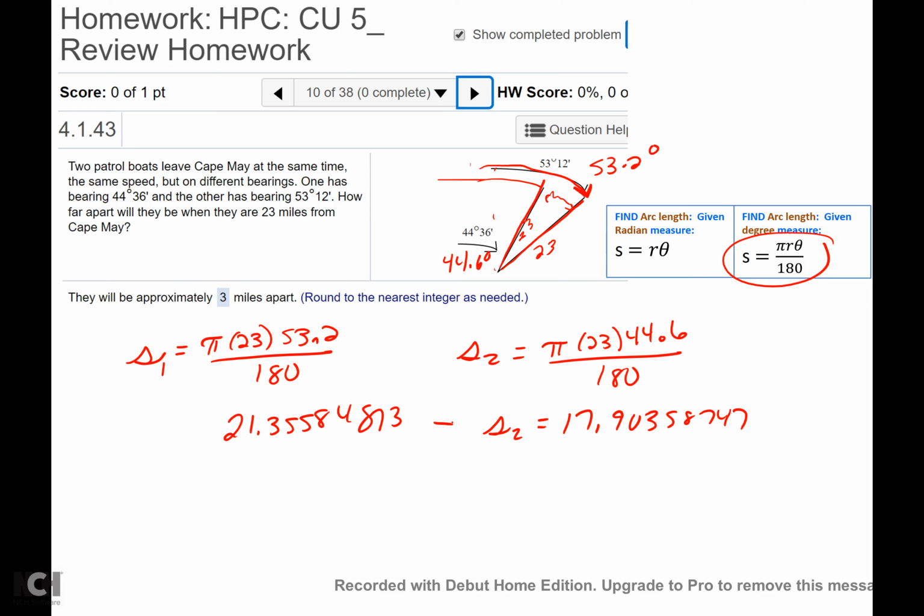And so if I subtract these two, 21.35584873 minus 17.90358747, I'm scared to round, I get approximately 3.45226126. And it says round to the nearest integer as needed. So the 4 won't bump it up, and they're approximately 3 miles apart. That's why you gotta be very careful of rounding. If I would have rounded too soon, this might have been a 5, which would have bumped that up to a 4, which, again, technically wouldn't be wrong. It'd be your rounding, but if you're gonna match MyMathLab, you gotta round like they tell you to. And I'm telling you, don't round until the very end.